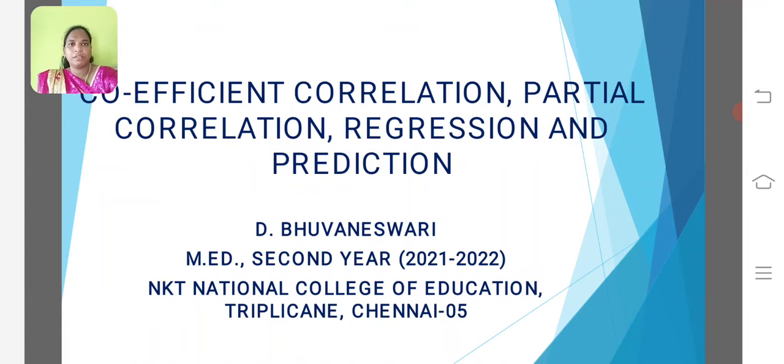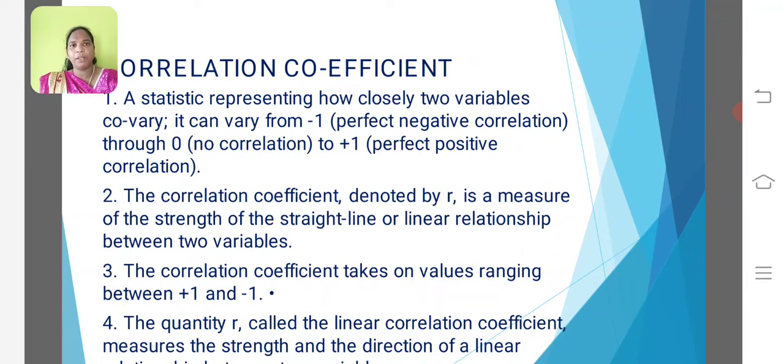My topic is correlation coefficient, partial correlation, regression, and prediction. First, what is meant by correlation coefficient? In statistics, there are two variables. It can co-vary from -1 to +1. That is denoted by the symbol r, which measures the strength of the linear relationship.